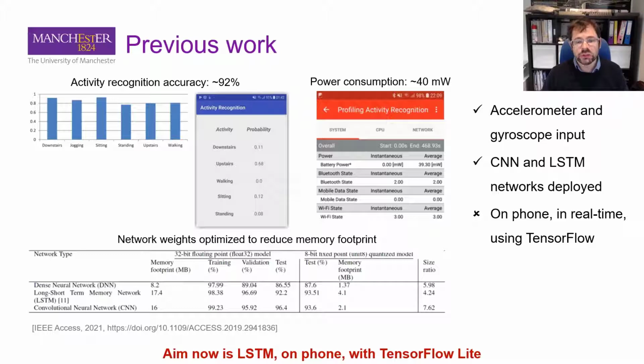We got a performance of about 92%, which is very much in line with the performance for human activity recognition from other papers. We were able to optimize the network using different number representations for the weights in order to reduce the memory footprint quite substantially, and then run that using a power consumption of about 40 milliwatts. And so we were very happy with that.